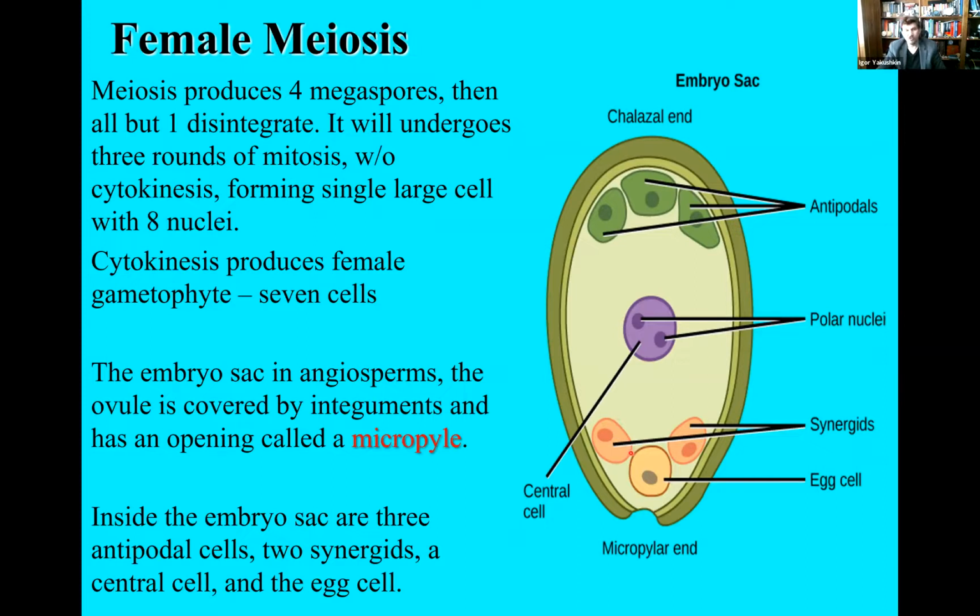Right next to the egg, there will be 2 cells which are known as the synergids. They're kind of helping the egg. Then we have a central cell. 2 of those cells are essential in the double fertilization. Remember, whenever the pollen tube grows, it will end up right here. It will release 2 sperms. So egg and the central cell.